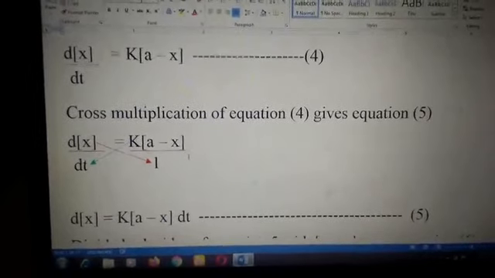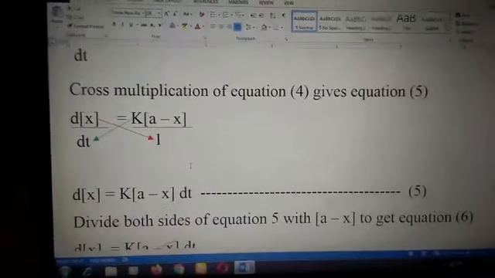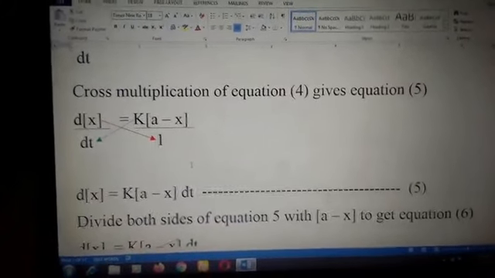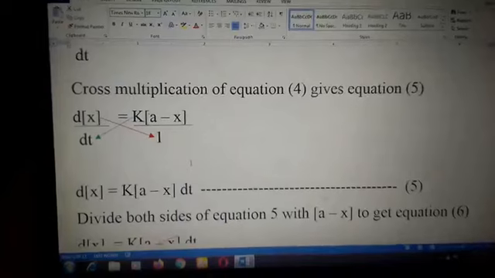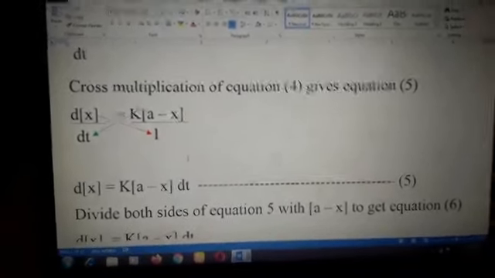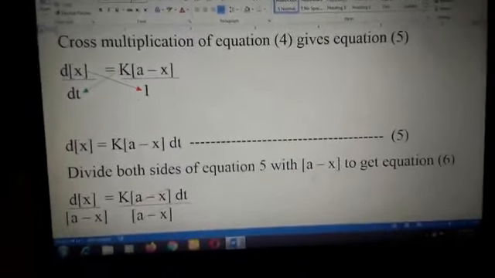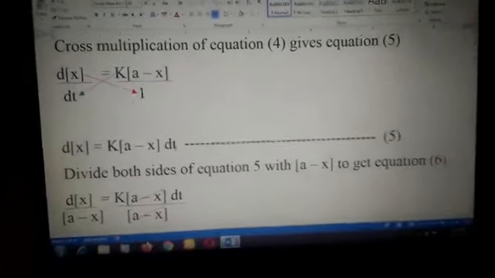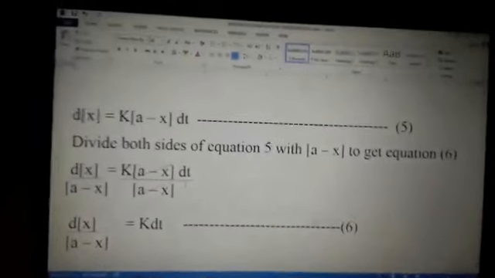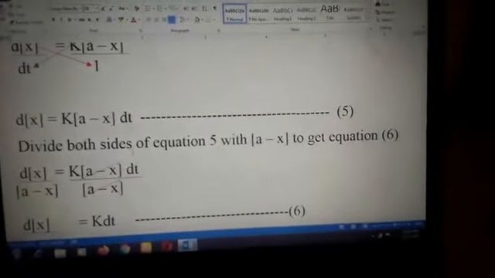So the s times 1 will give us the same ds, which you see on equation 5. Dt multiplied by k into (a minus s) gives us k(a minus s) times dt. This is equation 5 that we have now obtained. So having obtained equation 5, we divide both sides of equation 5 by a minus s to get equation 6.